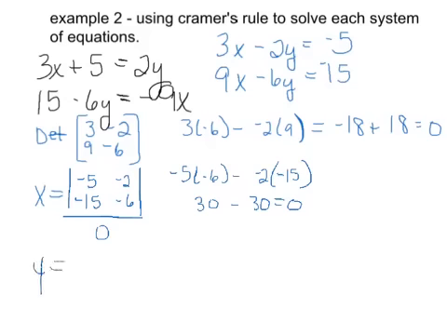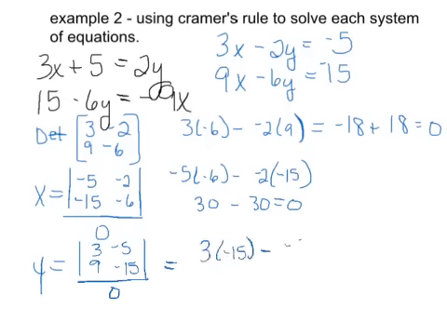If we checked y, we would replace this column with our constants. So 3, 9, -5, -15, and again over 0. 3 times -15 minus -5 times 9. This gives me -45 minus -45, which is 0. Okay, the system is dependent and has infinitely many solutions.